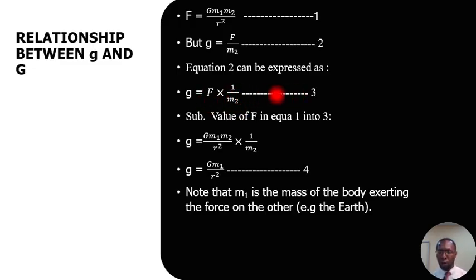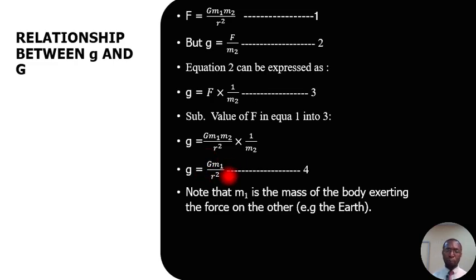Now, making this equation 3, we have small letter g in equation 3 to be F times 1 over m2. If we substitute the value of F from equation 1 into equation 3, where the F is now, we replace it with its value, which is G m1 m2 over r squared. So that will give us small letter g equals G m1 m2 over r squared, multiplied by 1 over m2. Now m2 here cancels this m2, and we are left with G m1 over r squared. So this shows the relationship between small letter g and capital letter G. That is, small letter g equals capital letter G m1 over r squared.